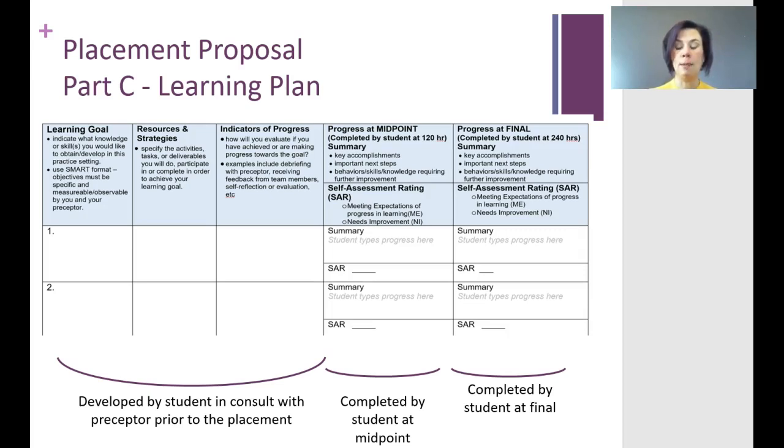Another common example of indicators of progress can include self-reflection and journaling. The last two columns are for student self-reflection during the placement. After the third week, students are asked to jot down their thoughts on their progress so far. At the end of the placement, again, students are asked to write some reflective notes for their progress throughout the placement.